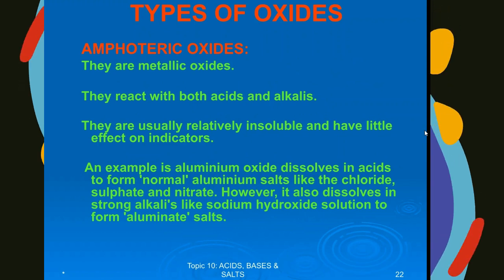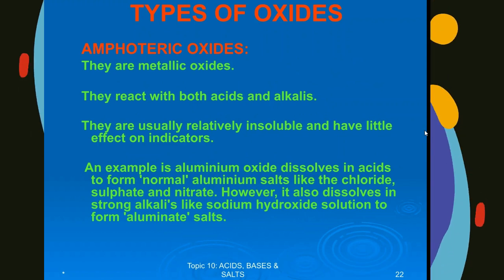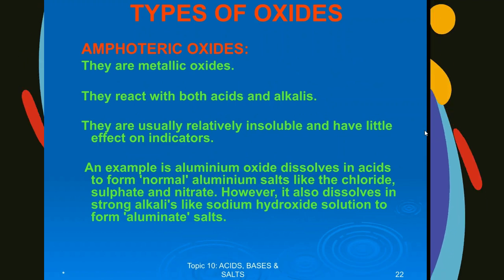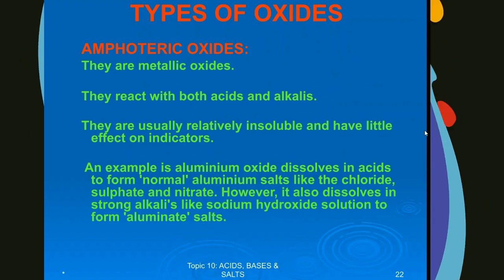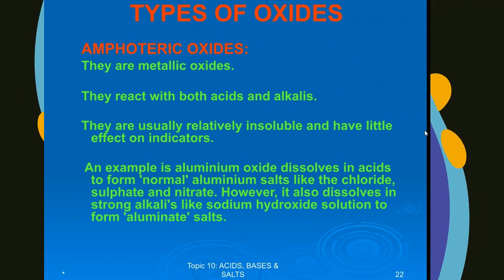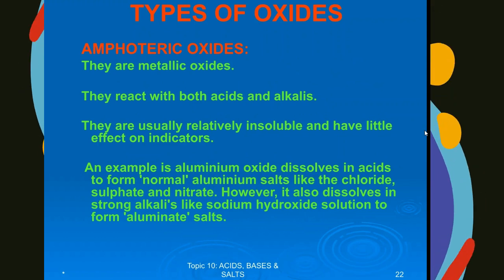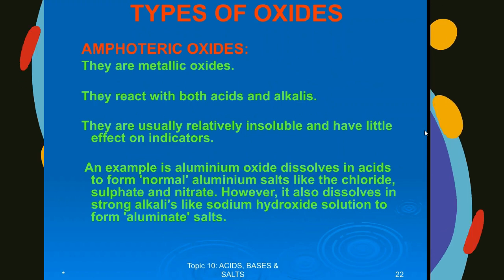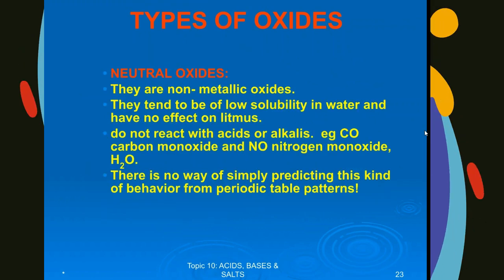Types of oxides. First of all, amphoteric oxides. They are metallic oxides. They react with both acids and alkalis. That's why they are said to be amphoteric oxides. They are usually relatively insoluble and have little effect on indicators. For example, aluminum oxide dissolves in acids to form normal aluminum salts like the chloride, sulfate, and nitrate. However, it also dissolves in strong alkalis like sodium hydroxide solution to form aluminate salts.